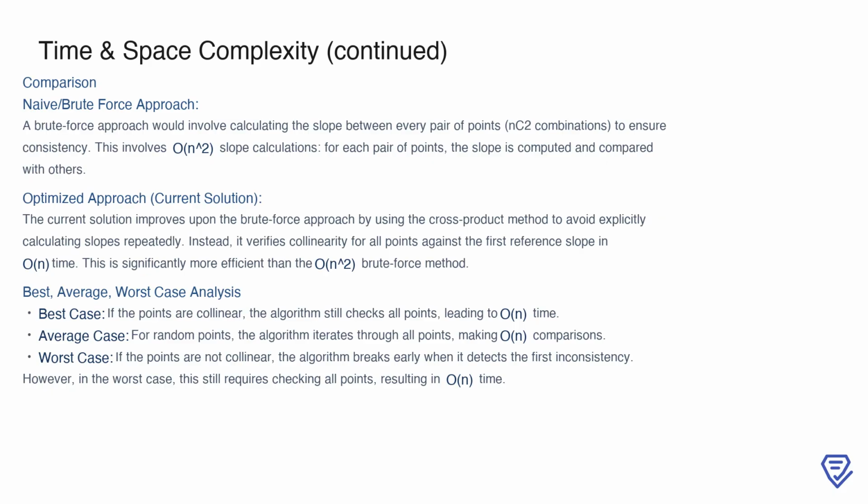When analyzing different scenarios, the best case, average case, and worst case time complexities all remain O(n). Even in the best case scenario where all points are collinear, the algorithm still needs to check every point. In the worst case, if the points are not collinear, the algorithm might detect this early but still needs to iterate through all points in the general case, maintaining the O(n) complexity.